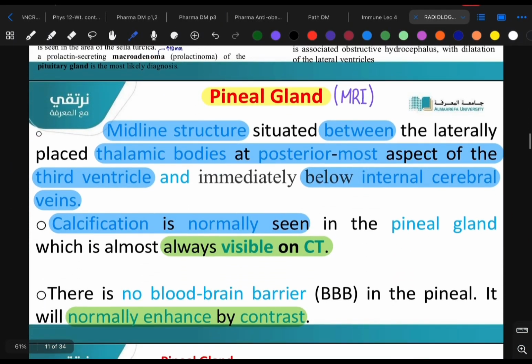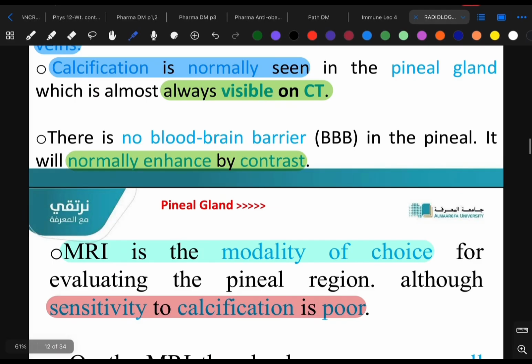The pineal gland also has MRI as its first choice or modality of choice, just like the pituitary gland. So for pituitary and pineal, both of them, the first choice is MRI, okay? But there's one thing we need to remember: for the MRI there's a disadvantage for the pineal gland, that the pineal gland is usually calcified, or it can be calcified.